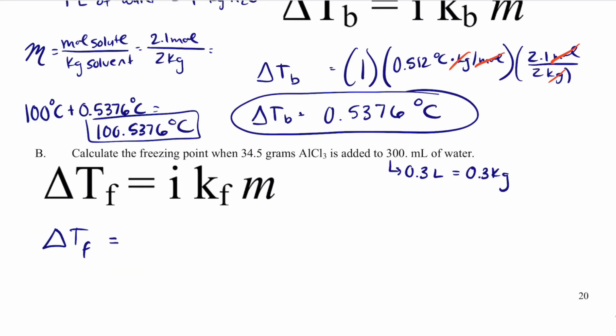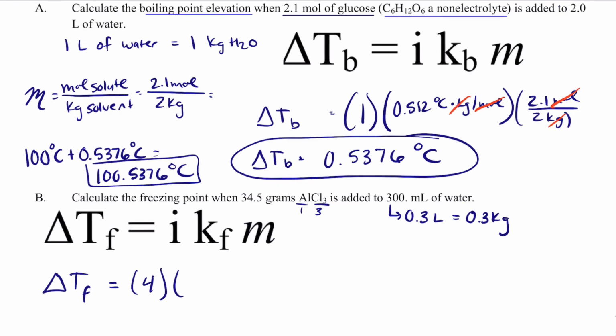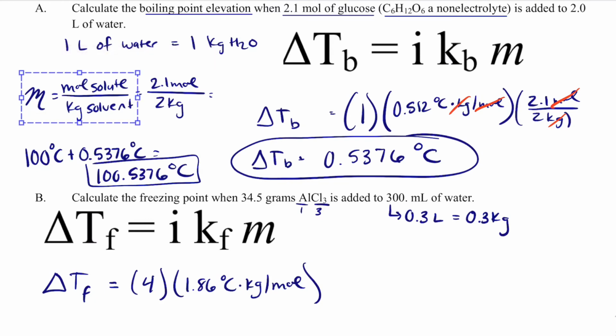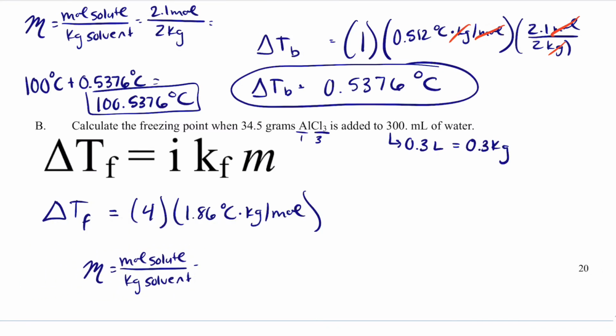Okay, so what I have is I'm solving for the freezing point, not the change in freezing point. So not this number, but I'll need to get that first. The Van't Hoff factor for aluminum chloride is, I've got 1 aluminum, 3 chlorines, so that would be 4. The Kf for water, I'm just going to look up here, that is 1.86 degrees Celsius times kilograms divided by moles. And then I just need to get the molality. Well, like I said up here, molality is equal to moles of solute divided by kilograms of solvent. I've got 0.3 kilograms of solvent. I just need to get the moles.